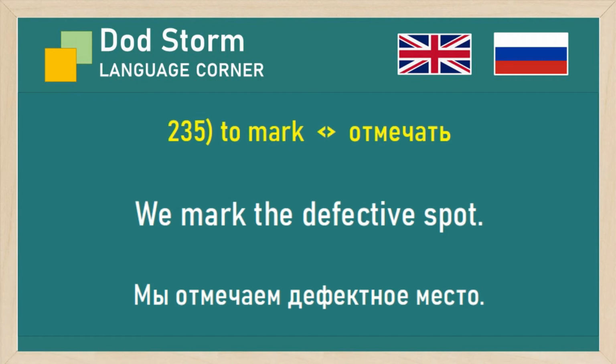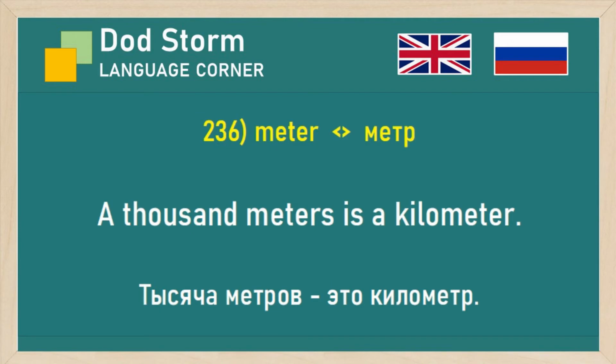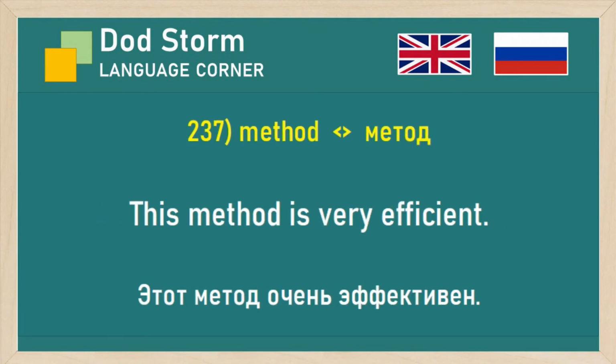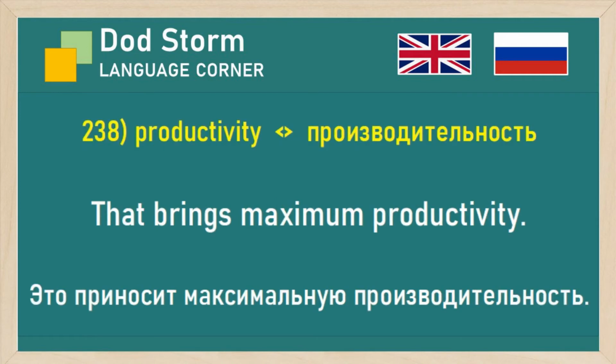We mark the defective spot. A 1,000 meters is a kilometer. This method is very efficient. That brings maximum productivity.